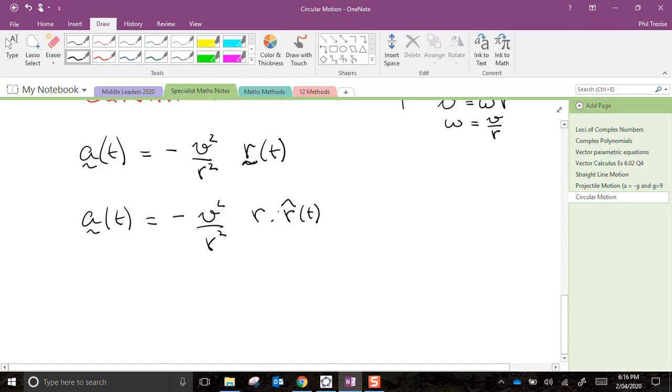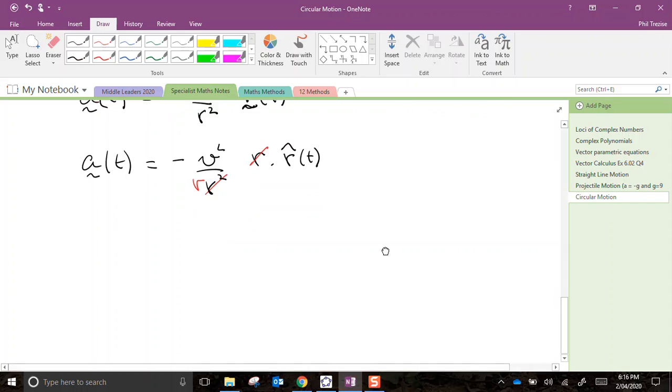So remember, the hat notation doesn't just apply to basis vectors i and j. We can have a unit vector of any vector. And basically the unit vector was the original vector divided by the modulus. So that is a vector of length 1 pointing in the direction of the radius. Now the scalar at the front can quite nicely cancel here to leave divide by r.